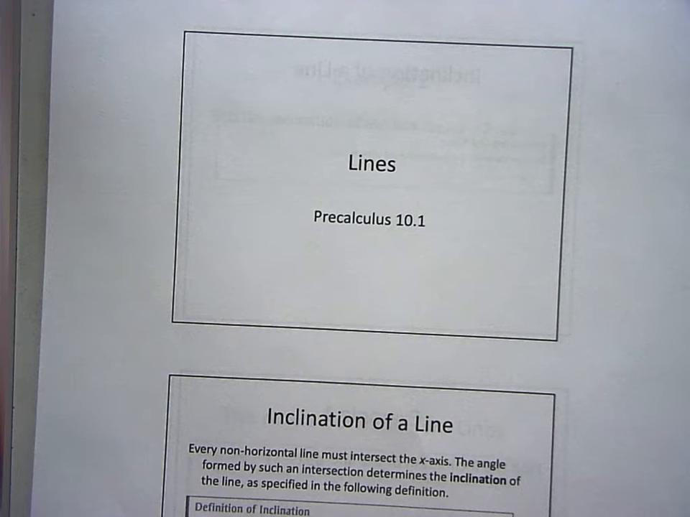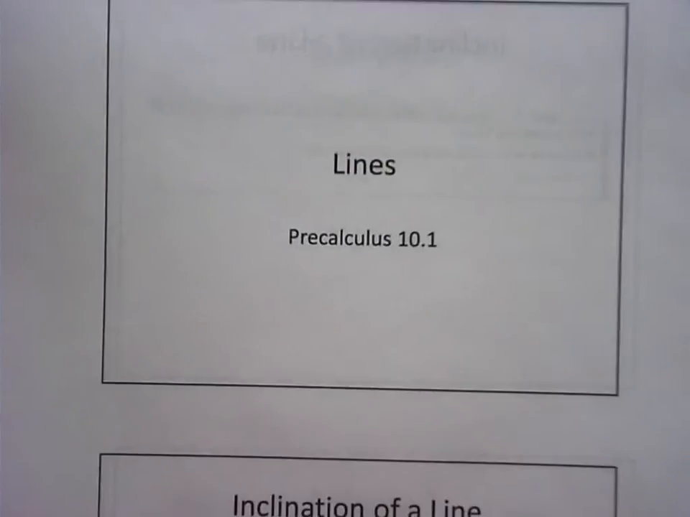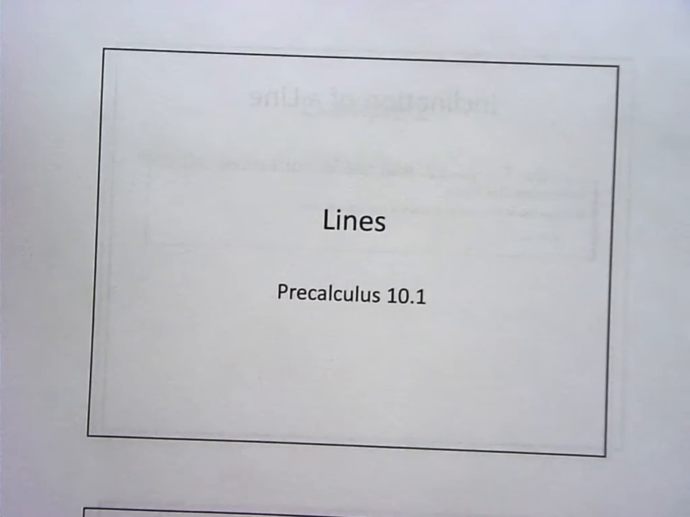Chapter 10 deals with conic sections. We'll also get into a little bit of polar equations later on, but for now we're going to start off a little simple just to be able to get some of the terminology you're going to need later down. So for section 1, we're just primarily dealing with lines and some of the properties thereof.